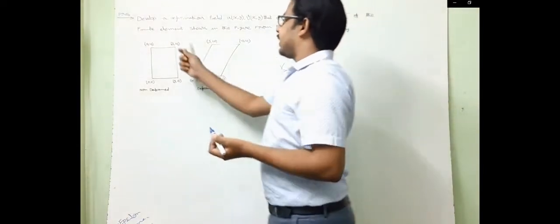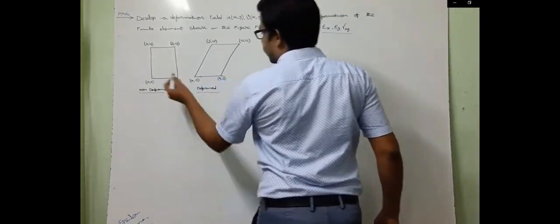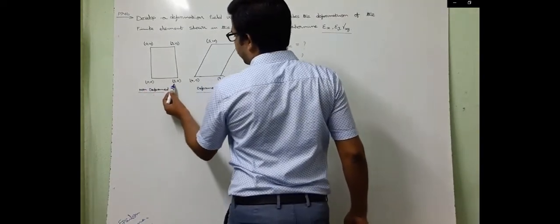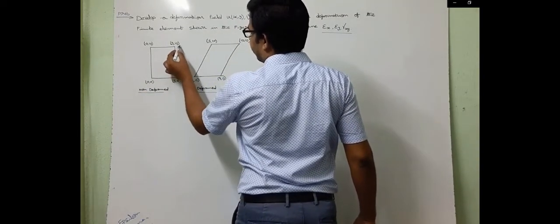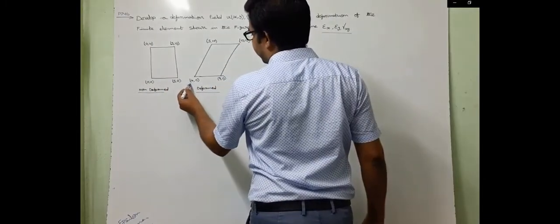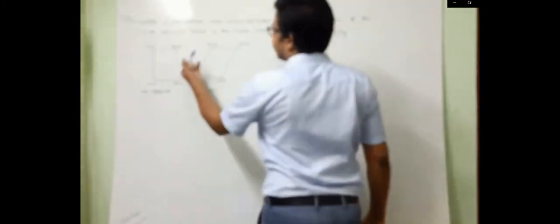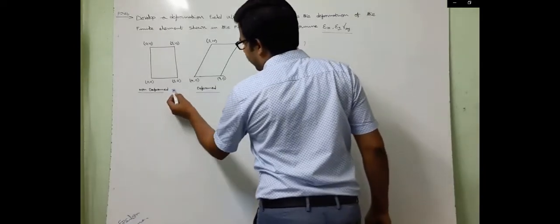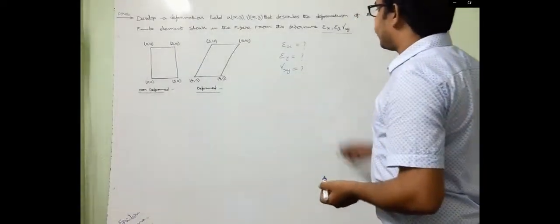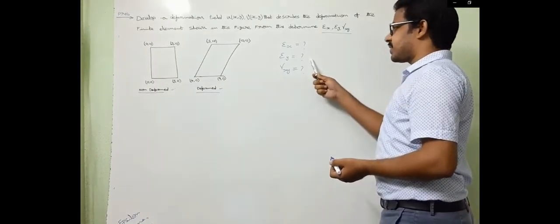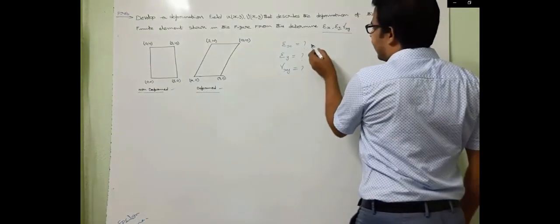In this problem we have two different diagrams, the non-deformation and deformation diagrams. The origin point is 0, 0, the second point is 5, 0, the third point 5, 10 and 0, 10. After deformation the points become 4, 0, 9, 0, 10, 10 and 5, 10. This is the given problem. Now we need to calculate epsilon x, epsilon y and gamma xy.